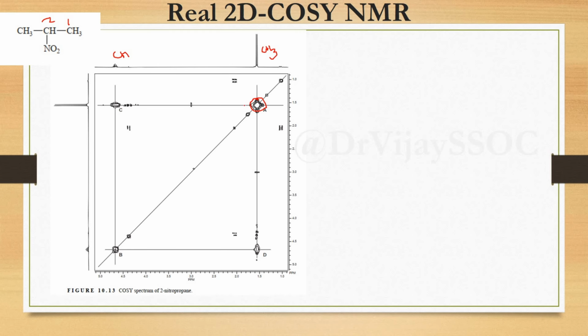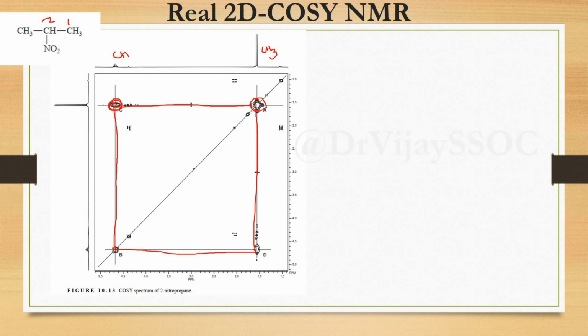diagonal peak. You can draw the horizontal line and then the vertical line, and this cross peak indicates that this methyl is interacting with this hydrogen, as you can clearly see in the structure as well. Hence we can clearly say that CH3 is in a vicinal position to this hydrogen. This is forming the square as well.